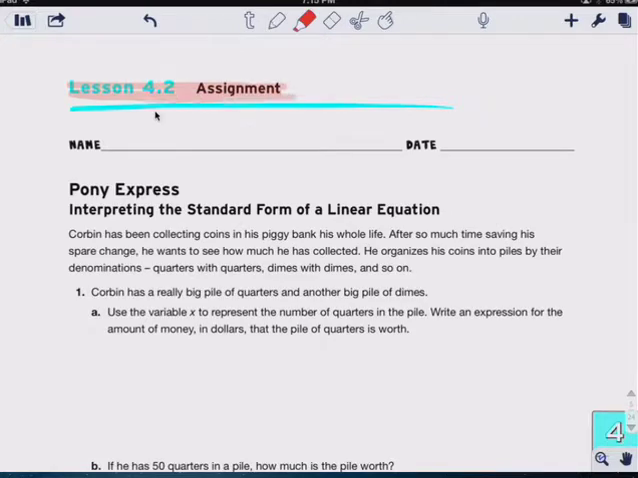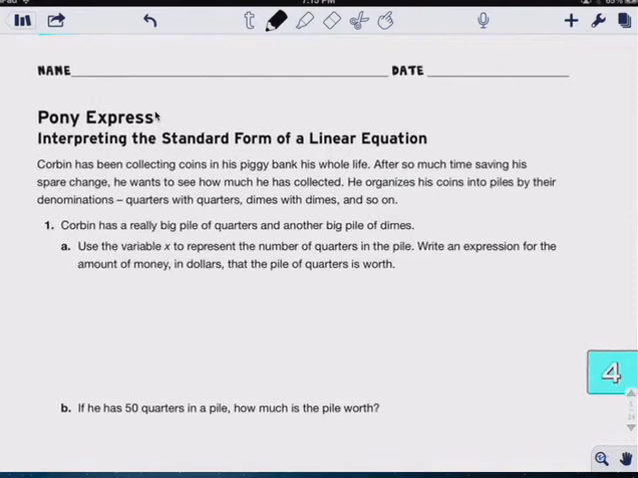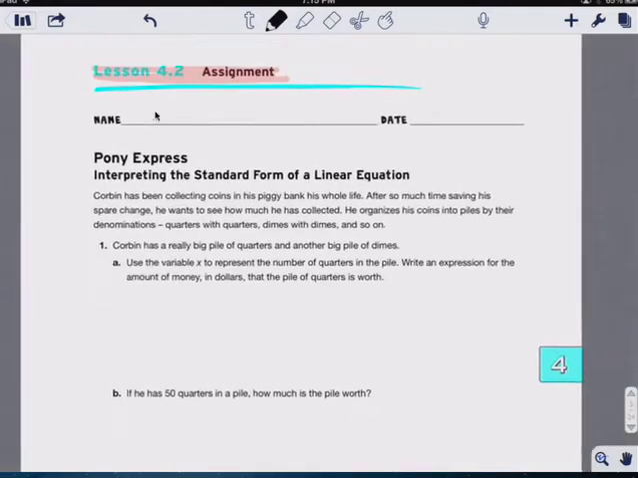Okay, all the assignment from your assignment workbook. All right, the Pony Express. Start with that.